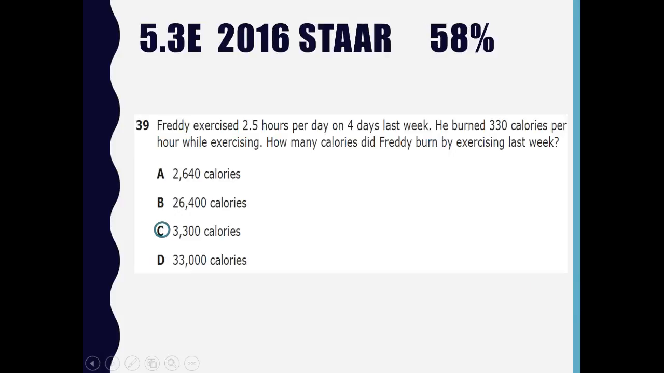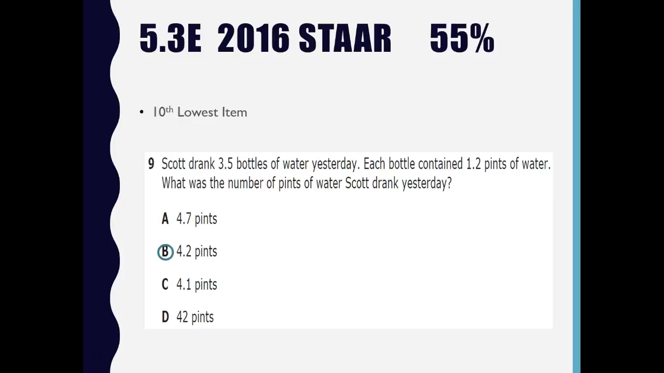This is the item that the kids took on STAR. Notice that they were going to multiply 2 5/10 by 4 and by 330. Now the kids scored 58% on this particular item. But the 10th lowest item was when they had to multiply 2 decimals, 3 5/10 times 1 2/10.